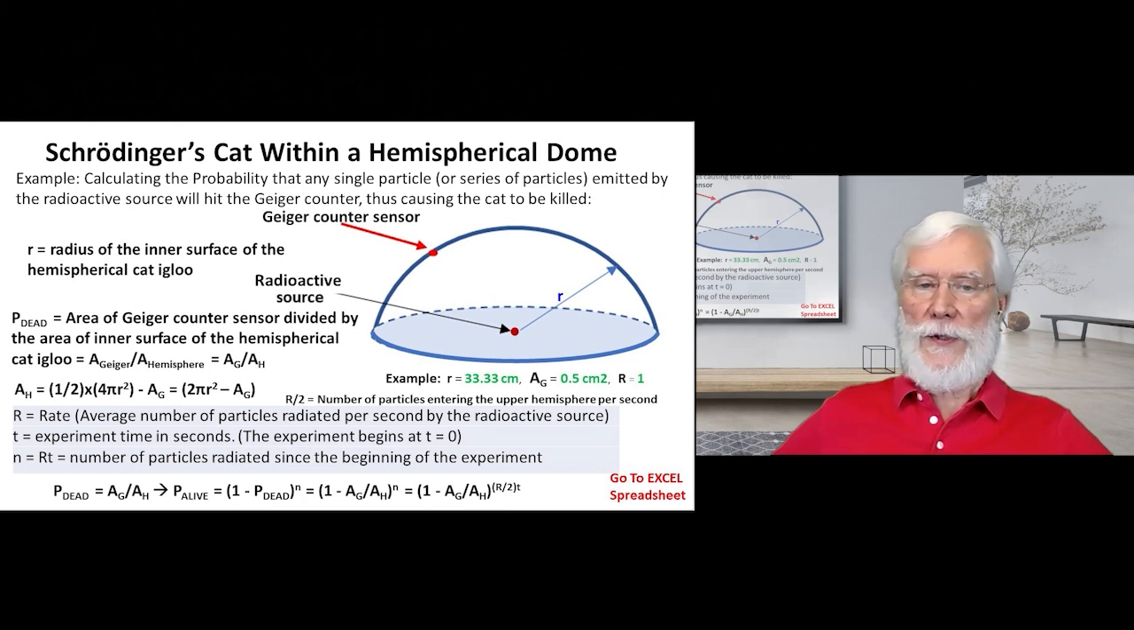Again, here the R is divided by 2 because of the rate at which particles leave the radioactive source, only half of them are going to leave it and go up to this upper hemisphere. All right, now that I've set up the cat experiment, let's go see how it works out.